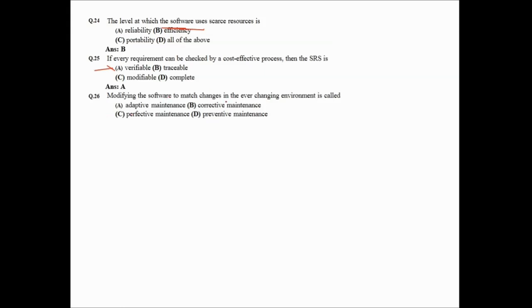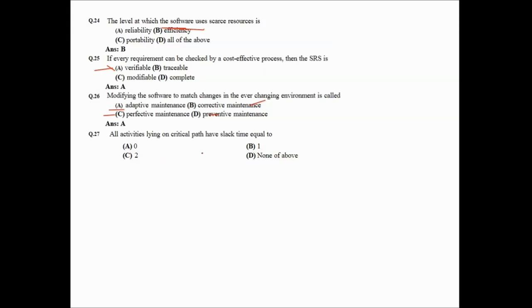Modifying the software to match changes in the ever-changing environment is called as modifying the software in changing environment. What is this? Is it adaptive maintenance, corrective, perfective, or preventive maintenance? It is adaptive maintenance, because corrective maintenance is when the fault is there and you correct. Perfective is making it go with the present technology and making it suitable for the present scenario. And preventive means trying to prepare your software or system so that the error does not occur. So it is adaptive maintenance.